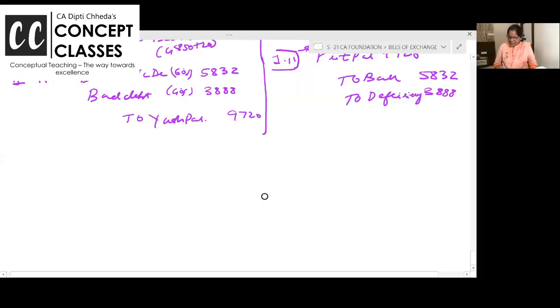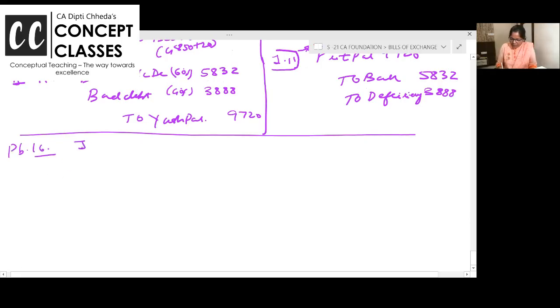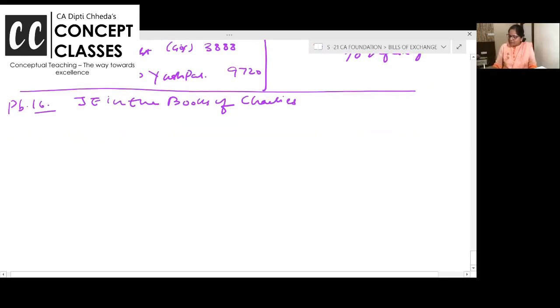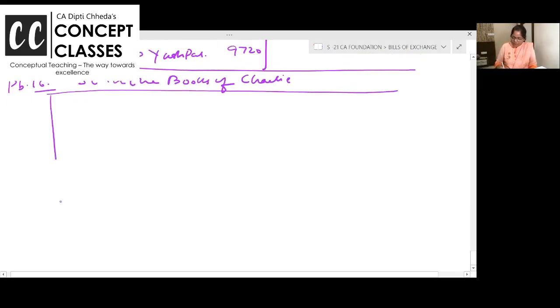Then you tell me if you need for practice, we can definitely do. कोई फर्क नहीं पड़ता है. Problem extra. Problem number 16 we are doing journal entries in the books of Charlie, who is drawer. Date, particulars, debit amount, credit amount. 2 full pages, too many entries are there.